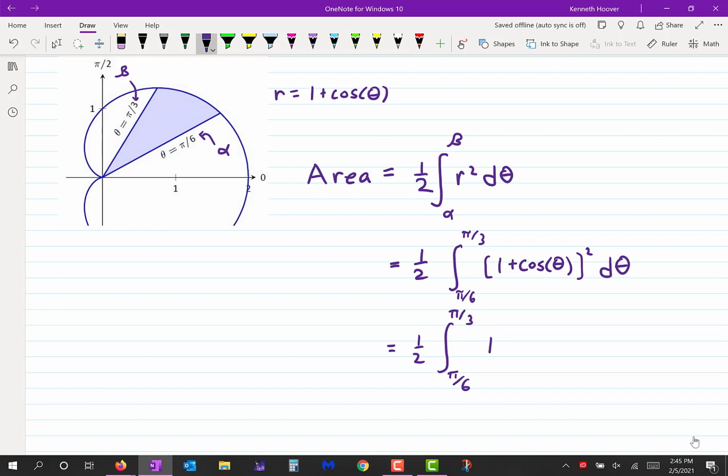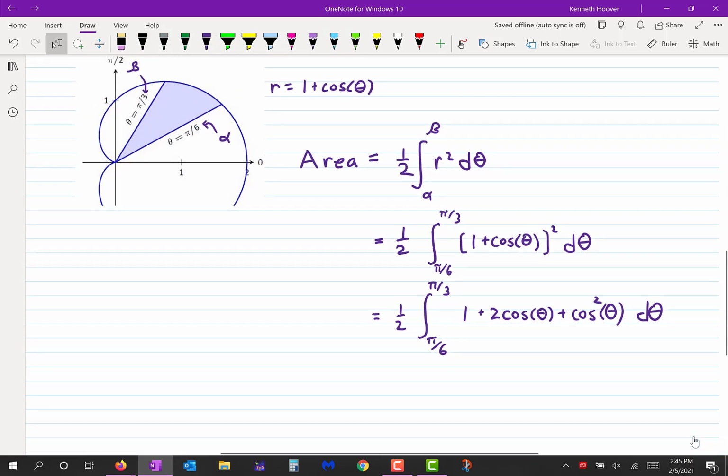Let's see, what is that? That's 1 plus 2 cosine theta plus cosine theta squared. Okay, now you should have learned how to do those in calculus too. Of course, 1 is easy to integrate, 2 cosine theta is also easy to integrate. You should have learned in Calc 2 how to integrate cosine squared.